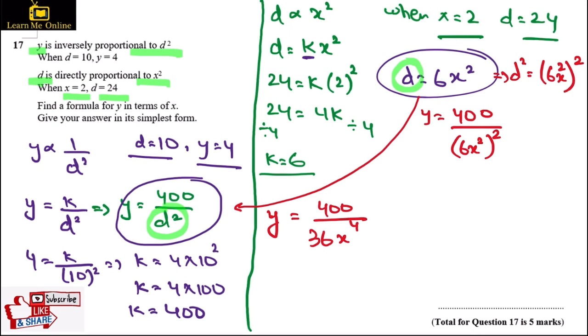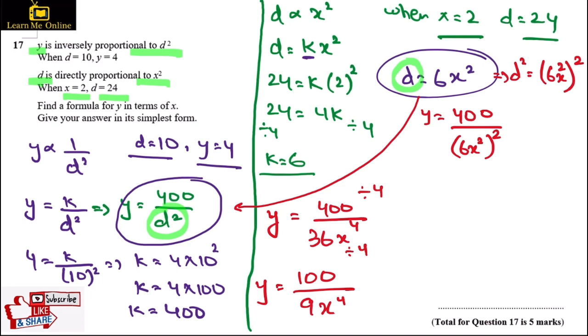We do the simplification. The simplification is basically that both go in the 4 times table. So how many 4 makes 400 is 100. How many 4 makes 36 is 9. And then we have x power 4 in the denominator. Here we have the final working out where we get y in terms of x.